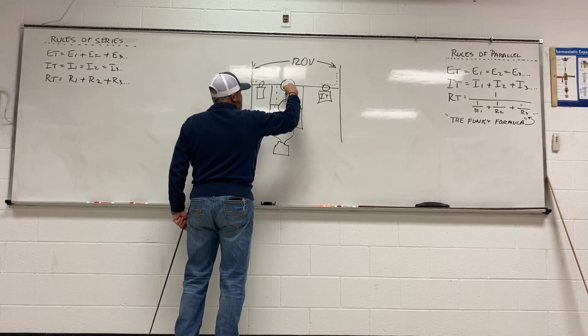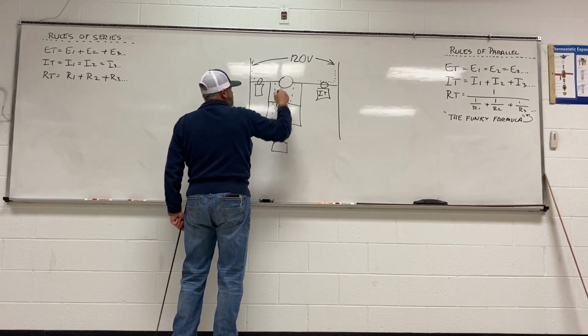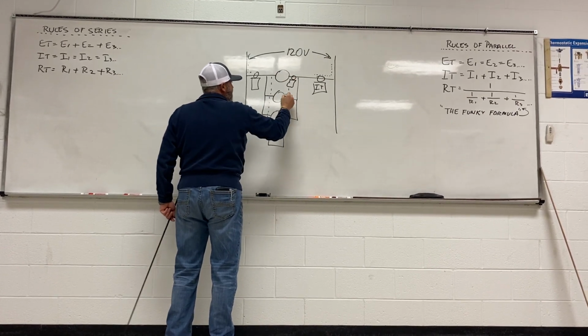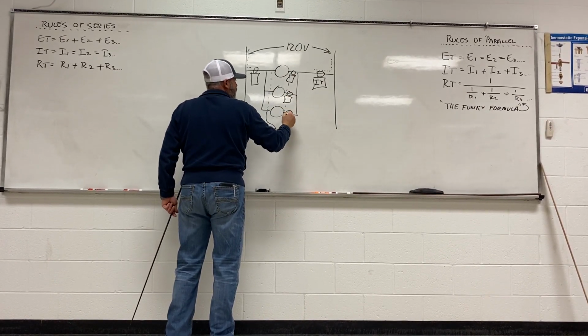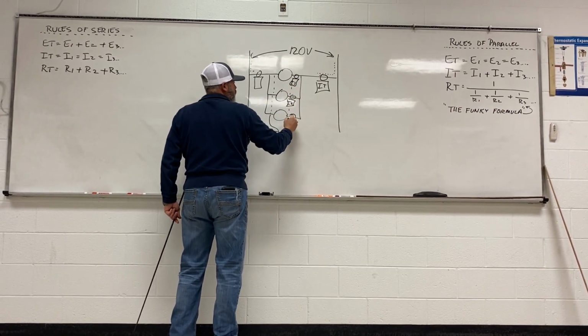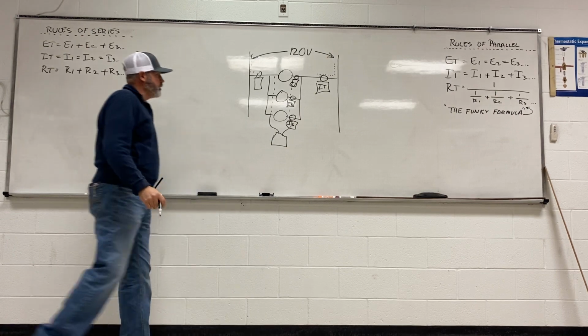Then, how would I get the individualized load current? I would have to get on the wire feeding that particular load. Okay, so this would be I1, I2, and I3.